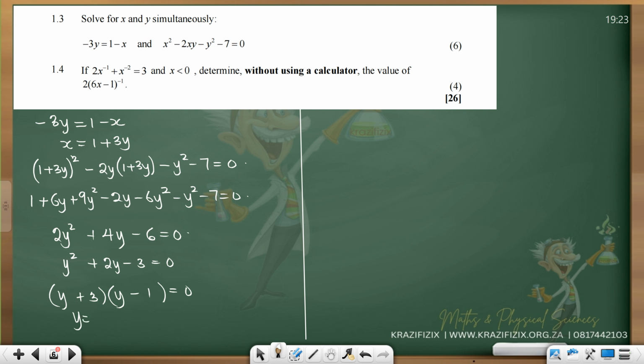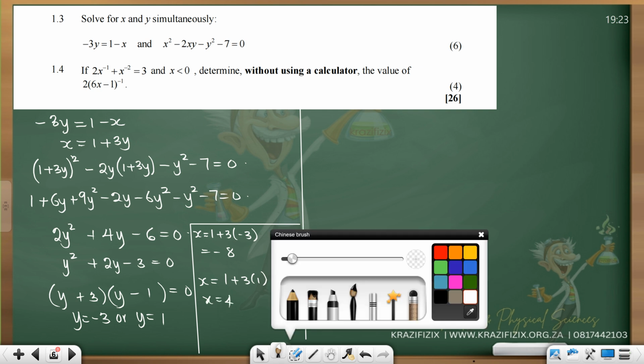Lovely. So y equals minus 3, or y equals what? 1. Are these the answers we have? Okay, beautiful. Which automatically gives me my x value. If y is minus 3, what is our x? So x will be equal to 1 plus 3, 1 minus 9, negative 8. And the second value, 1 plus 3, x equals 4.